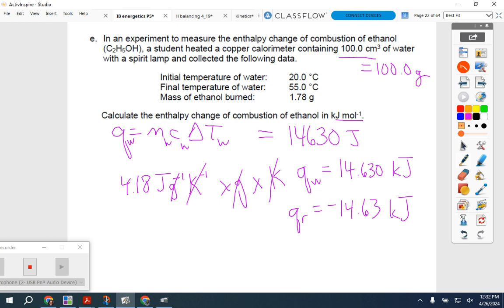Okay? So you're going to take your 1.78 grams of ethanol and you're going to multiply it. You're going to do a little dimensional analysis. We're putting grams on the bottom, moles on the top, because we want moles. And what are we going to use to do that conversion, to convert from grams to moles? How do we go from grams to moles of a substance?